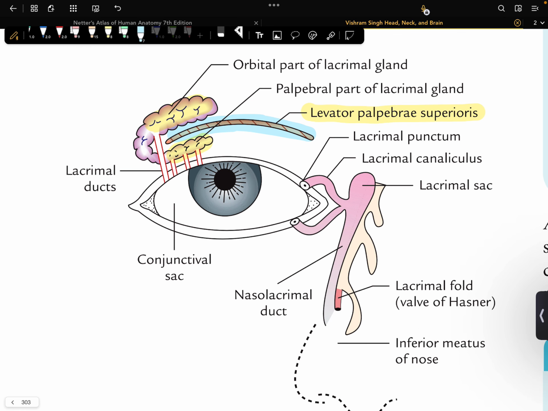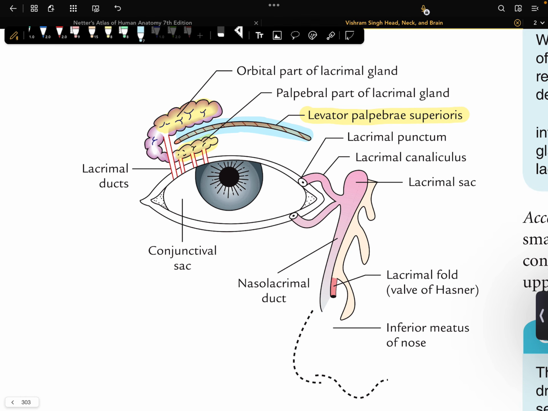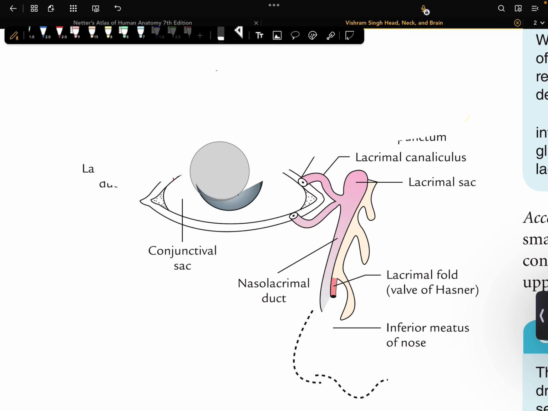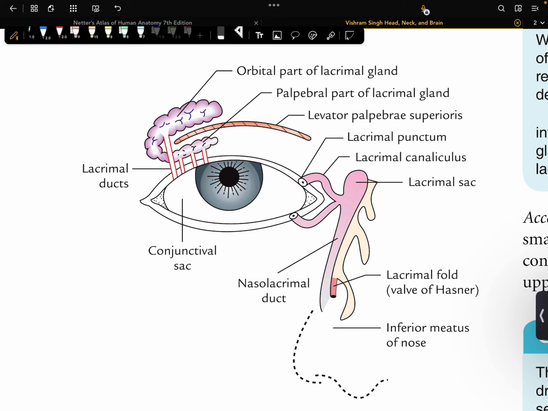So before going to that, what is the lacrimal apparatus? The basic thing you have to know about the lacrimal apparatus is that it is concerned with the secretion and drainage of the lacrimal fluid. I hope you could know that.